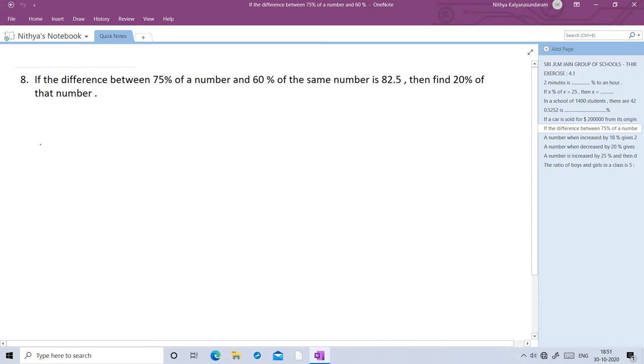Next question. If the difference between 75% of a number and 60% of the same number is 82.5, then find 20% of that number. So the difference is given: 75% of the number and 60% of the same number is 82.5. It's given. So we need to find out what is 20% of the number. Solution.